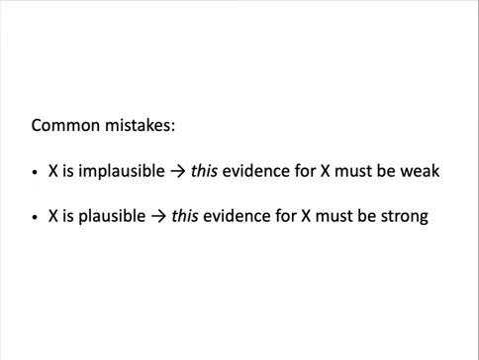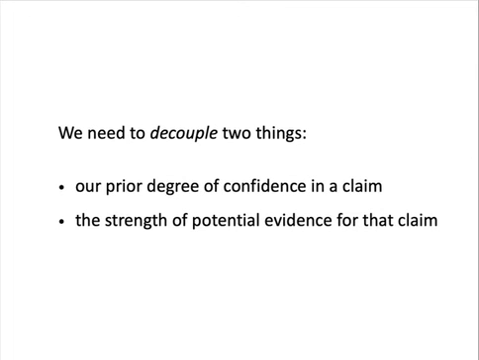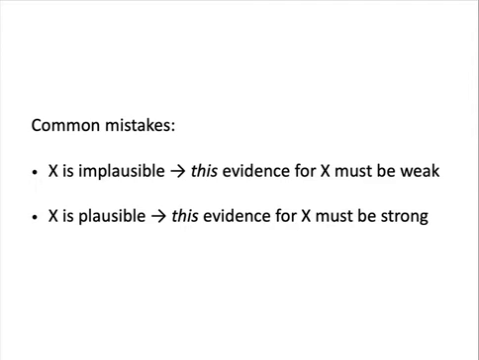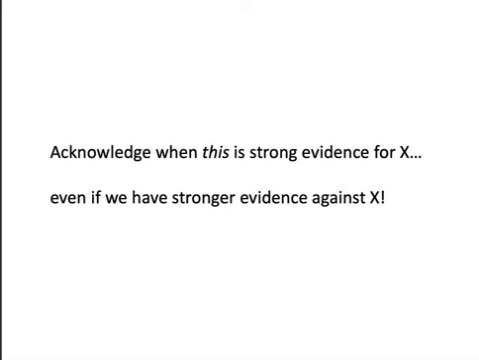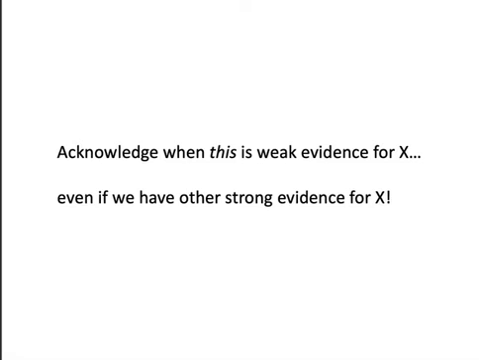However, these mistakes are failing to decouple our prior degree of confidence in a claim from the strength of any potential evidence for that claim. So we have to avoid these kinds of inferences from something being implausible to any evidence for it being weak. And we have to avoid inferring from something being plausible that any evidence we find for it has to be strong. So the point is that we should acknowledge when some piece of evidence strongly supports something, even if we have stronger evidence against it, or if we have a prior belief against it. And conversely, we should acknowledge when something is weak evidence for something, even if we have other strong evidence for it, or if we have a prior belief in it.